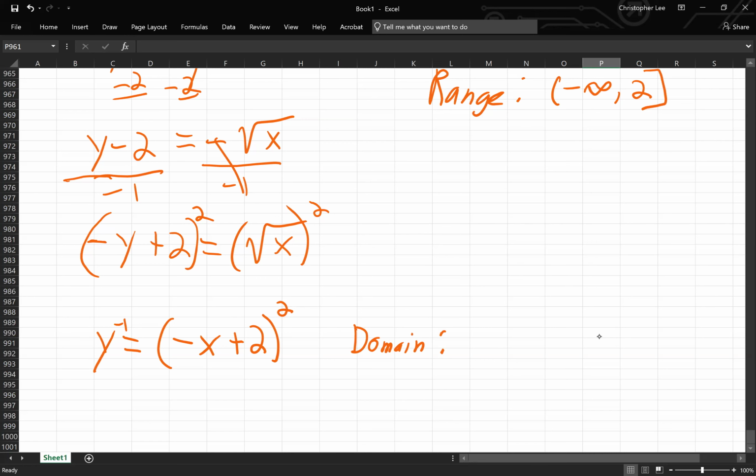-infinity to 2, right? Remember, the range of the original function is going to be the domain of the inverse. Even though we know that that's not the real domain for this particular function, we have to restrict it because of the original function where it's coming from. All right. So that would be it.